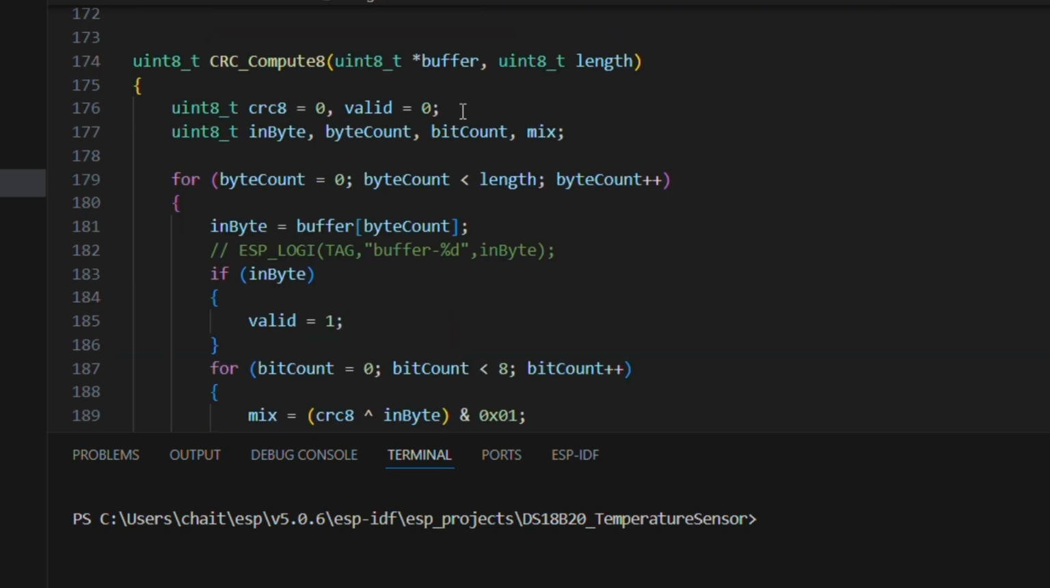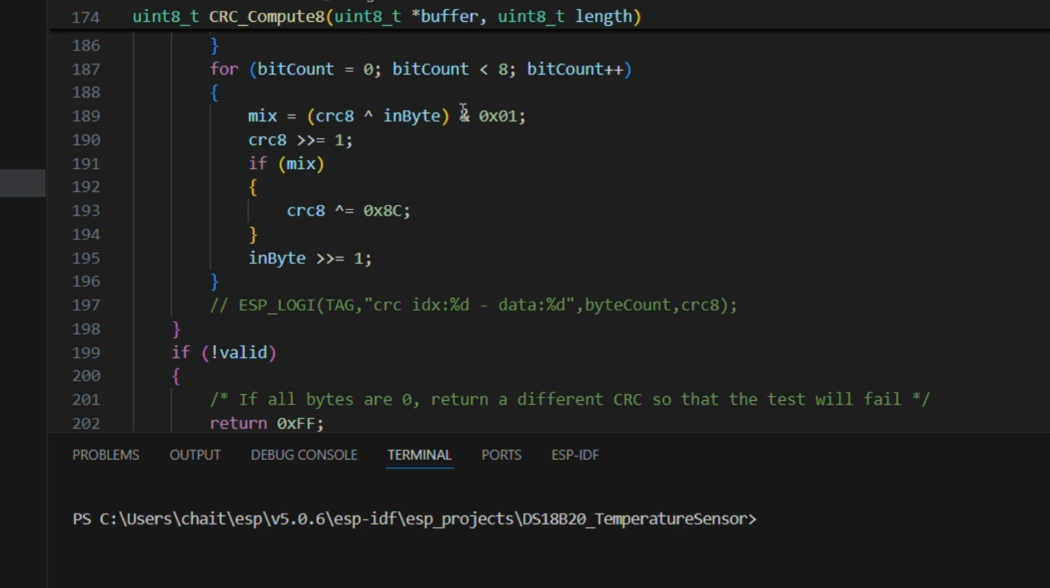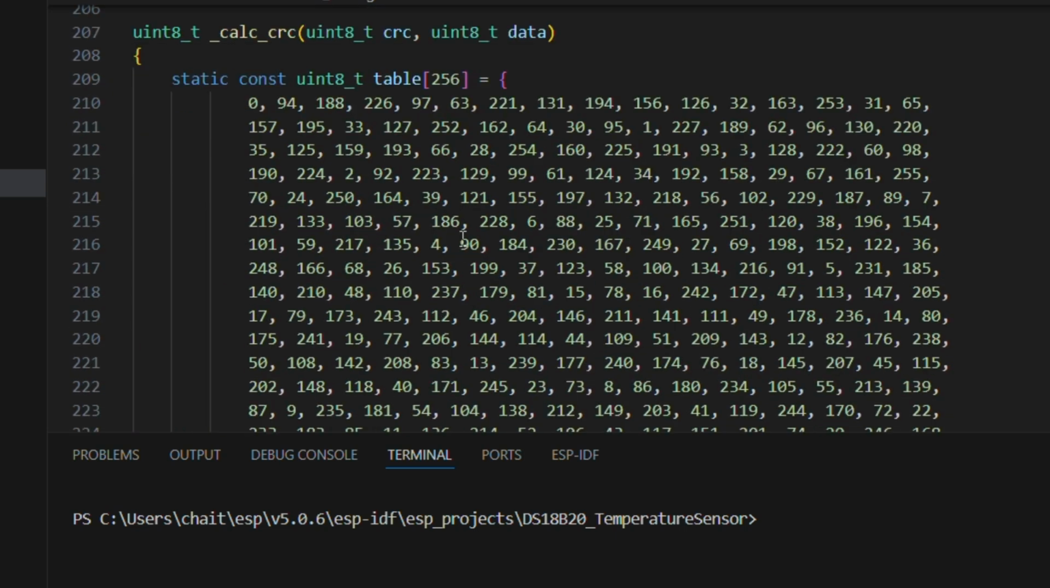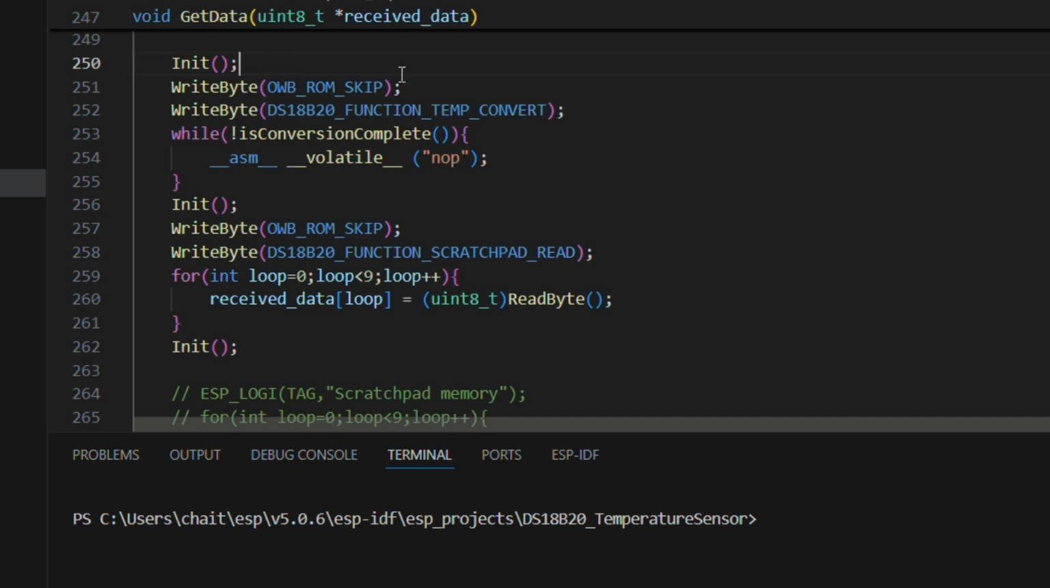All right, CRC computation can be done in two ways. First is the direct one, and the second one is this lookup table one. So this one is pretty much faster compared to the earlier one. In the get data, we have a simple sequence that we have already discussed: reset, presence, then Skip ROM, then Convert Temperature, and we'll wait till it is converted. Then again, reset, presence, Skip ROM, and read the memory. So this is it.